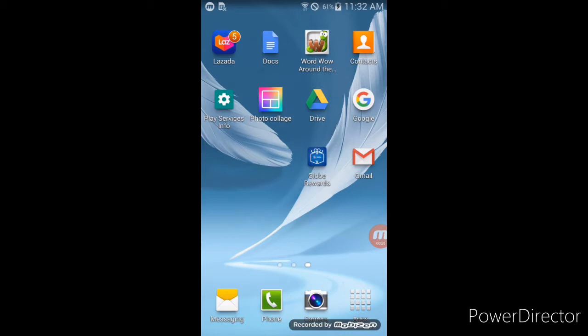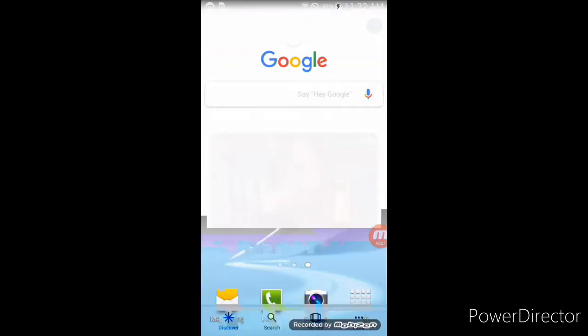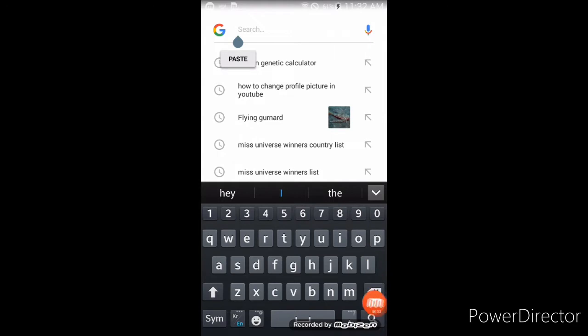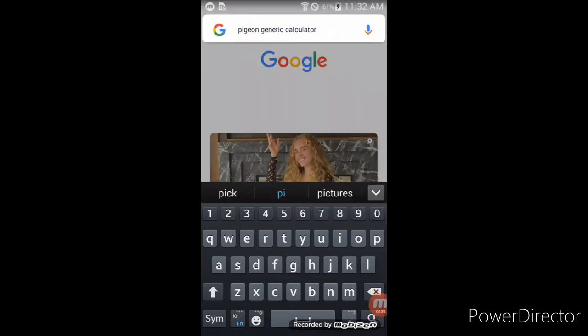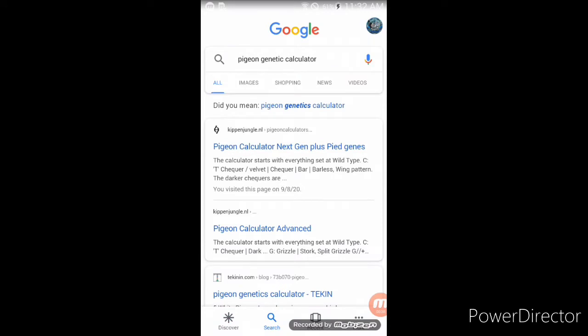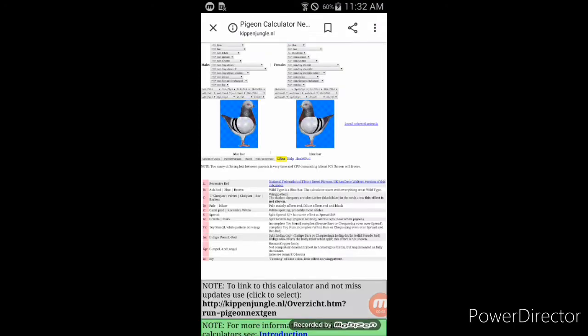All right, so first thing you need to do is go to Google and then pop in Pigeon genetics calculator. Okay, now the first one that's going to pop up is the kipinjungle.nl. That's the calculator that we're going to be using. Okay, so click on that. And sorry for the background noise, that's my fan. It's because it's hot up in here.